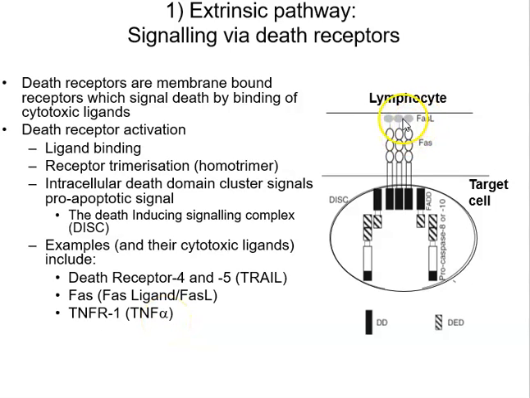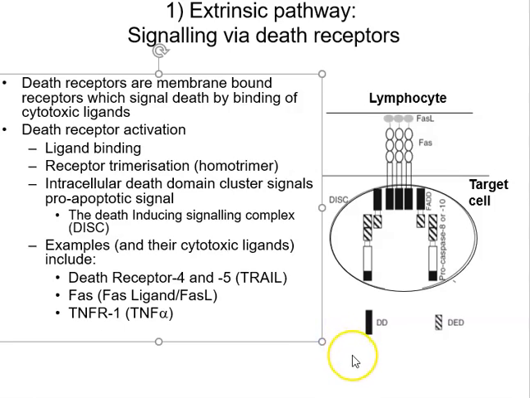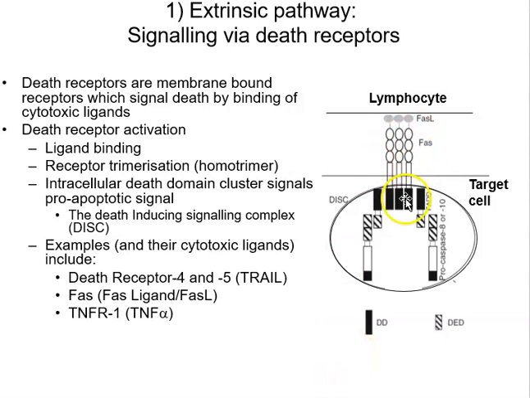Now these death ligands are trimeric, that is 3 proteins clustered together, and their job is to cluster together 3 receptors in close proximity. We'll call this a homotrimer because it's 3 of the same type of death receptor. Now as that happens outside the cell, that links together 3 intracellular domains of the death receptor, and those 3 intracellular domains, when they come into close proximity, recruit another protein, and that protein is called FADD, the Fas associated death domain protein.